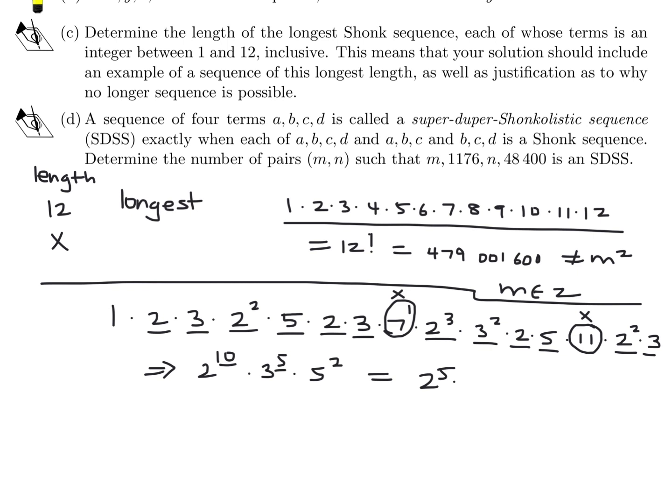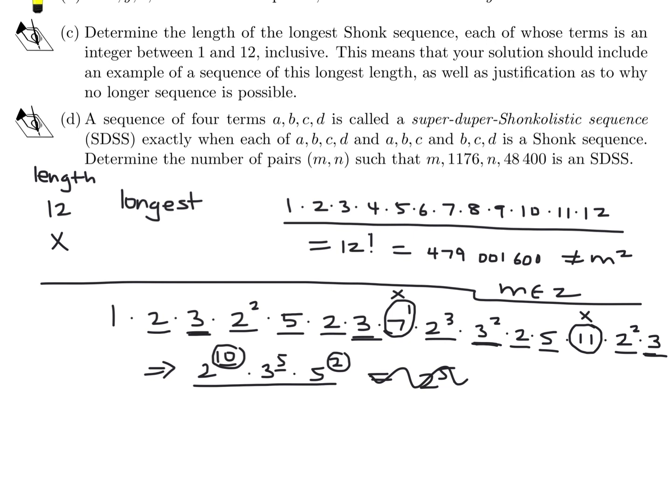I think I made a mistake here. 1, 2, 3, 4, 5. No, I believe what I did was correct. I counted it correctly. 1, 2, 3, 4, 5. Yeah, no, this is correct. But it's not a perfect square, because this is even and this is even, but this is a 5. So that's why this is not a perfect square.